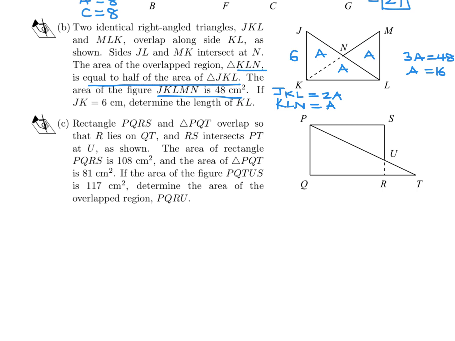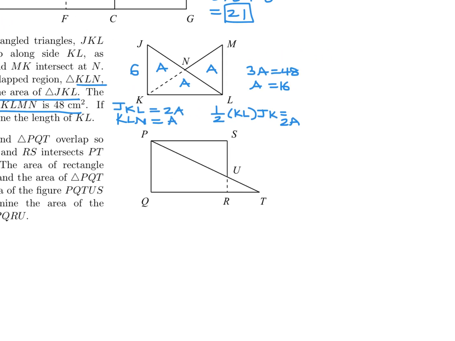And then now I guess we just use the formula for a triangle to figure out KL. 1/2 base times height, so KL times the height, which is JK, would be equal to, I believe, 2A. Yeah. And that means that, let's see here, we need a little bit more space here. So 1/2 KL, that's what we're trying to figure out. JK is 6, and then 2A would be 32. So that means KL would be 32 divided by 3, I believe.